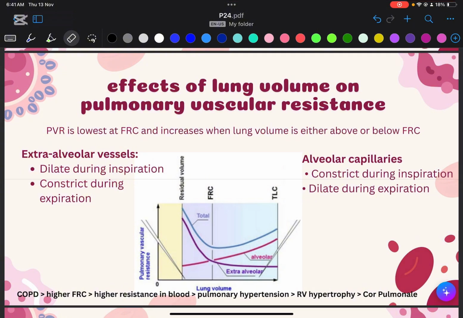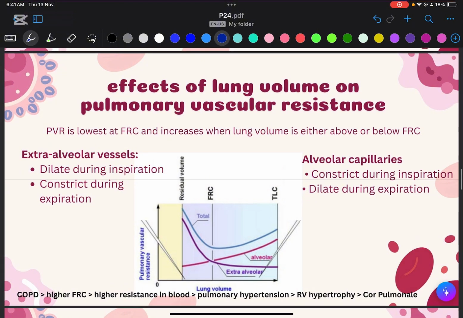So who wins this little battle of tug of war? Basically, they just meet in the middle at this place called FRC, which we've taken before in previous lectures. And all you need to know is that PVR is lowest at FRC.